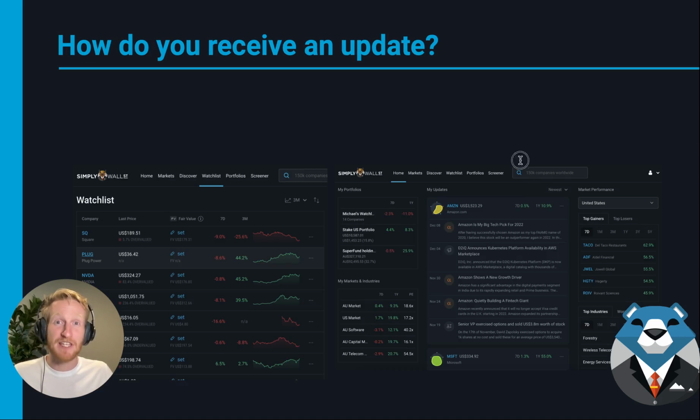So how do you actually receive one of these updates? Well, thankfully, it's very simple. All you have to do is add a stock to either your watch list or your portfolio, and it's automatically eligible to receive these updates. Now, they'll be displayed in either your dashboard, or you'll receive an update in your inbox.